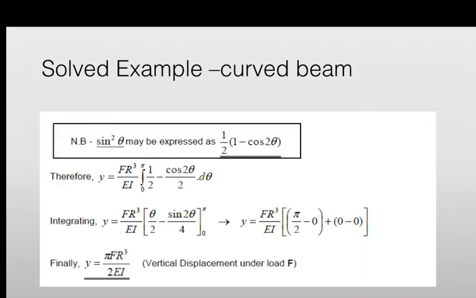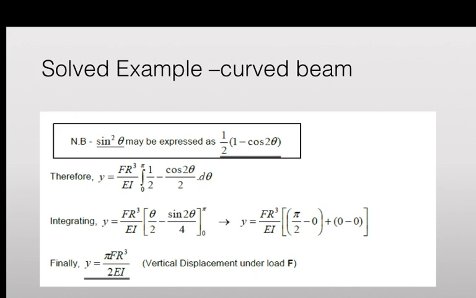So now you note that sine squared theta can be expressed as half of 1 minus cos 2 theta. Therefore y equals F R cubed divided by EI integral from 0 to π of 1/2 minus cos 2 theta divided by 2 d theta. So integrating this, you will get y equals F R cubed divided by EI of theta divided by 2 minus sine 2 theta divided by 4.